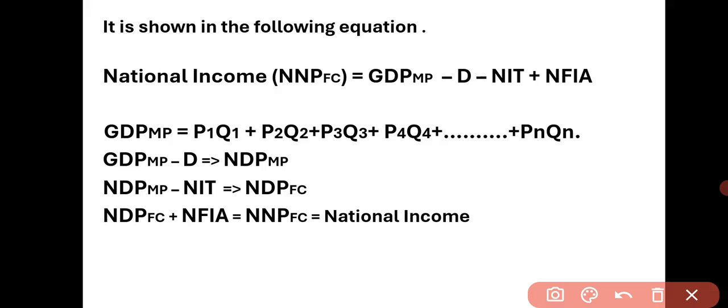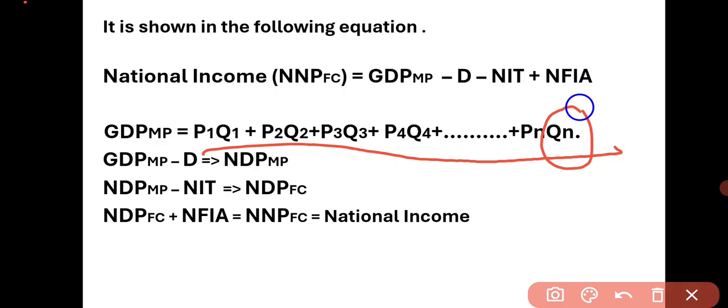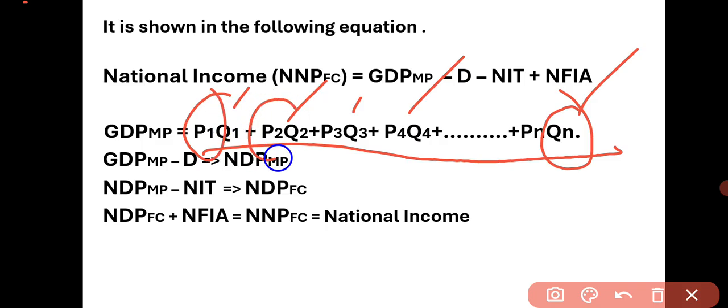And how do we have to calculate GDPMP? I have already told you: P1Q1 plus P2Q2 plus P3Q3 plus P4Q4 plus PnQn, when n goods and services are produced in an economy. So it is good 1, good 2, good 3, good 4 up to good n. Multiply them with their prices to get the market value of each commodity, then just add all the market values of all the commodities and you will get GDPMP.